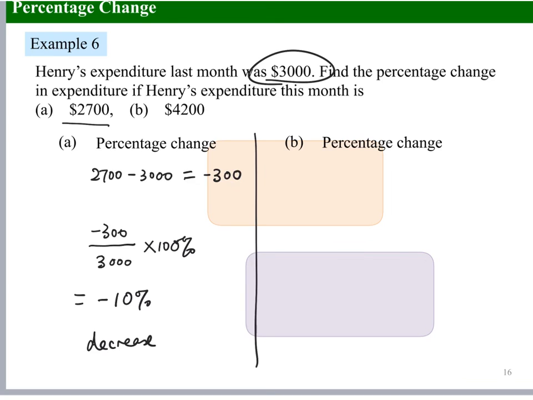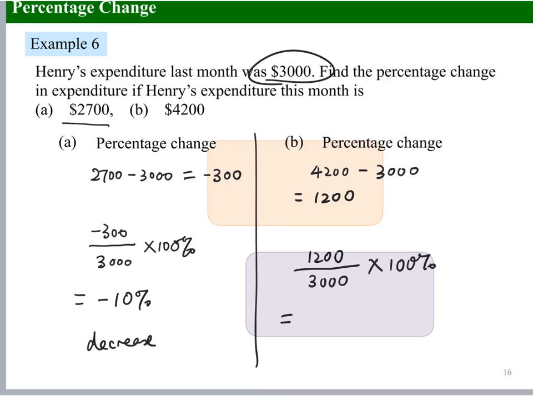All right. How about B? The new value is 4,200. The original is $3,000. So the answer is $1,200 more than the original value. Okay, we are using the increase of the price over the original value times 100%, and the percentage increase is 40%.